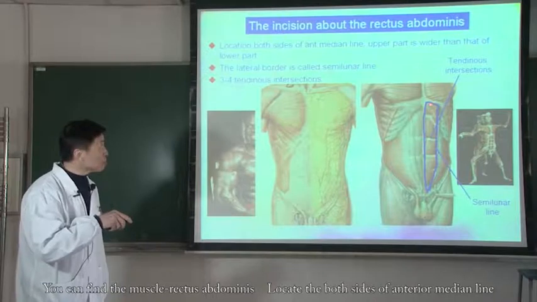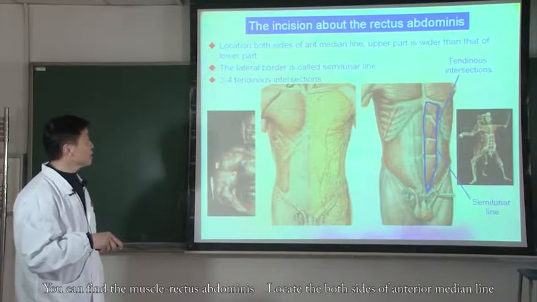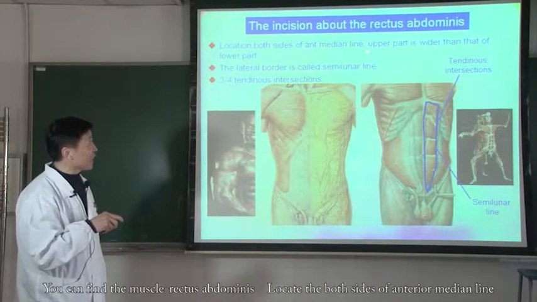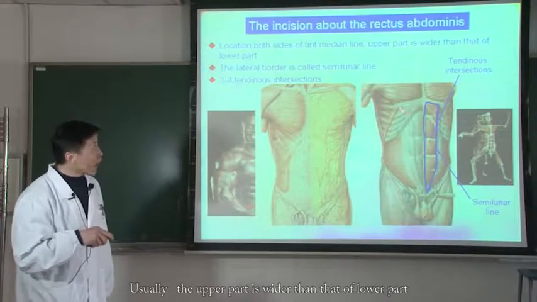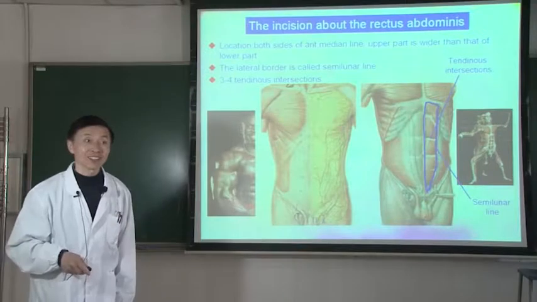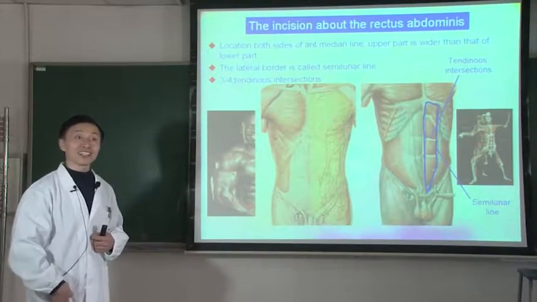You can find this muscle, the rectus abdominis, located on both sides of the anterior midline. Usually, the upper part is wider than the lower part. This muscle, the upper part is wider than the lower part.